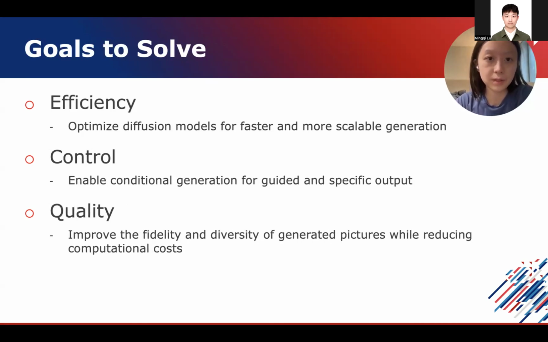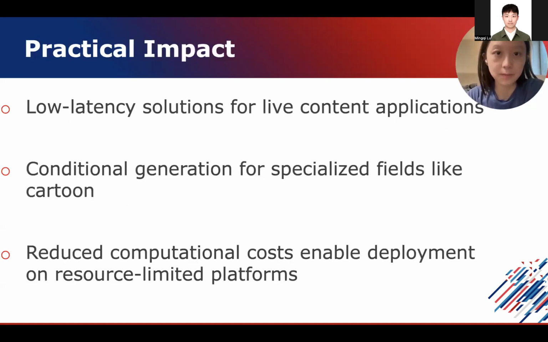Our goals are threefold. First, we want to improve the efficiency by optimizing for faster and scalable generation. Second, enabling better control over the outputs through conditional generation will be good. Third, we want to enhance the image quality and diversity while reducing the computational cost. Addressing these challenges could have broad practical impacts, such as enabling low latency content generation for some live applications, applying conditional generation to specialized fields like cartoon generation, and also making the deployment on resource-limited devices feasible.